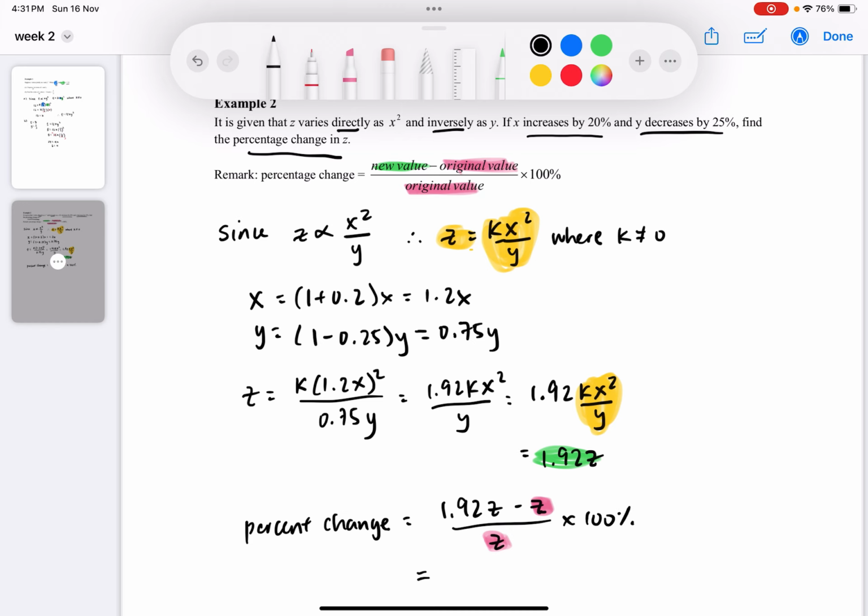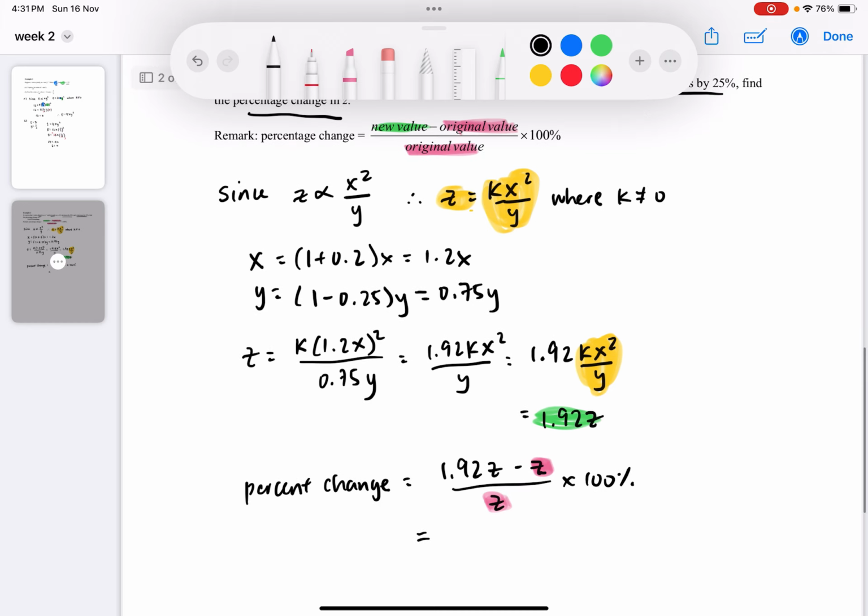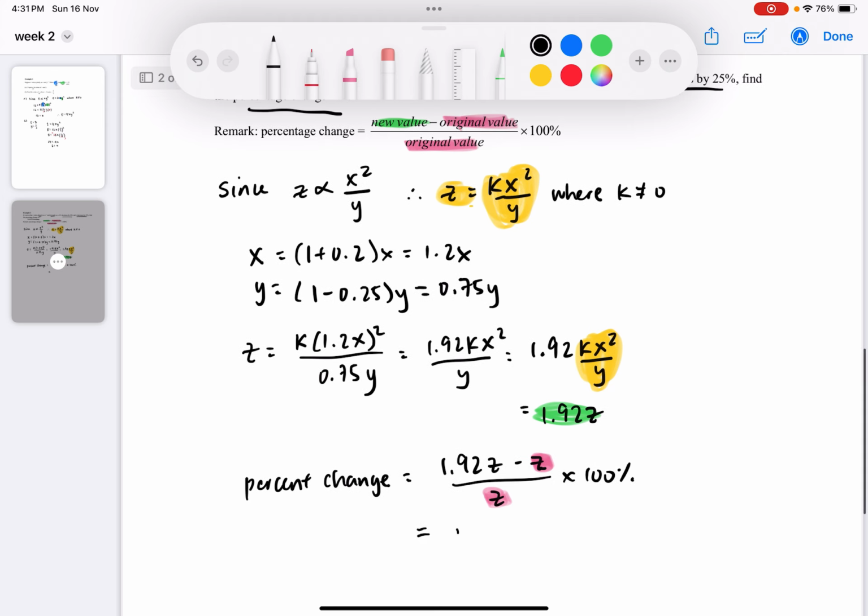And then we can do some algebra again. So this will just be 0.92 Z over Z times 100%. I can get rid of the Z. And now we have 92%. Then we're done.